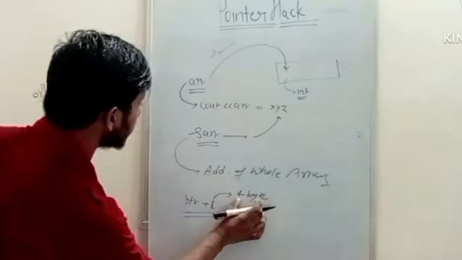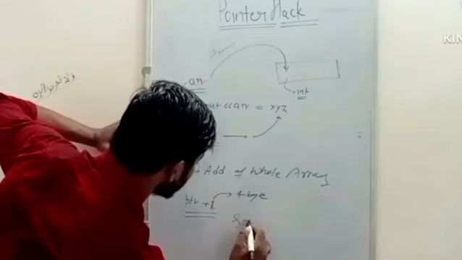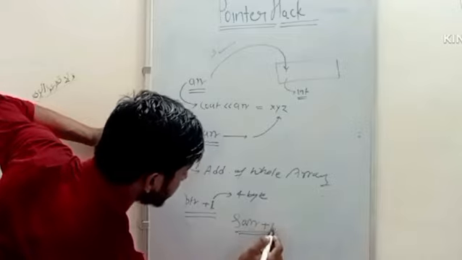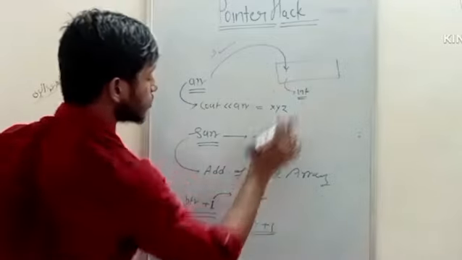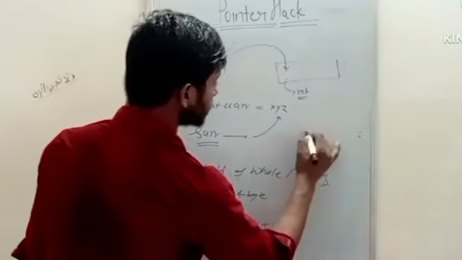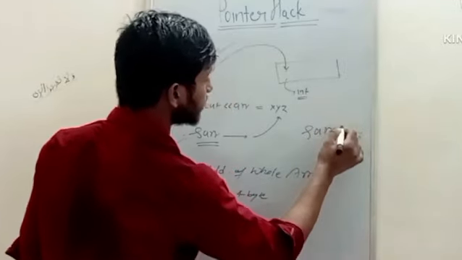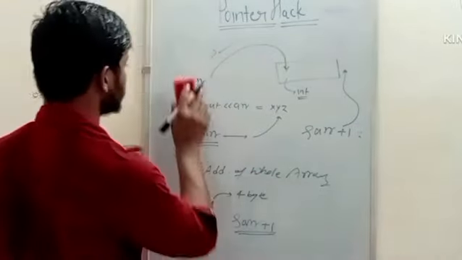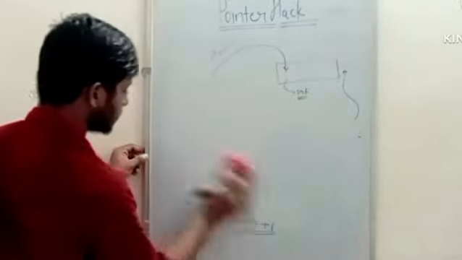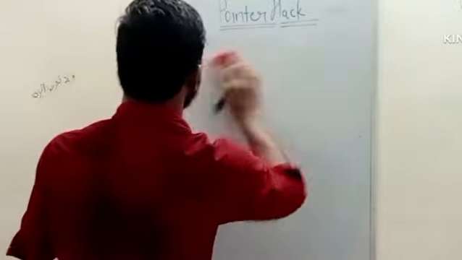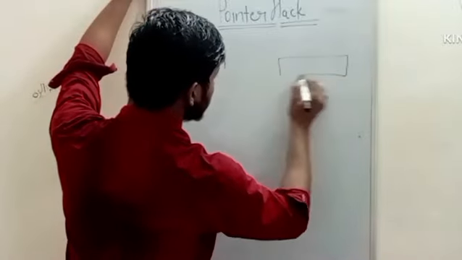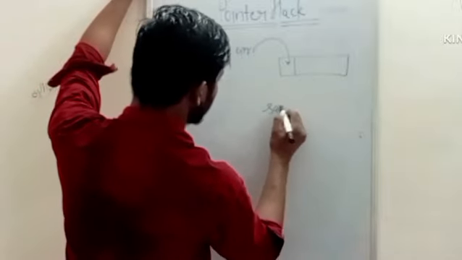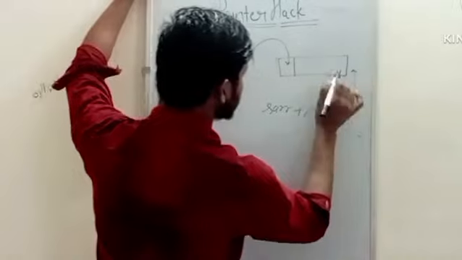So in this scenario, incrementing does not mean incrementing by 1 byte. It means incrementing by the whole size of the array. So that's why this points just after the array. We have seen that this is the array, ARR points to this, and ARR plus 1 points just after it.